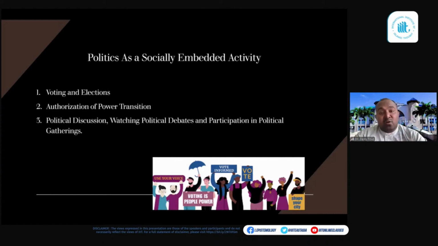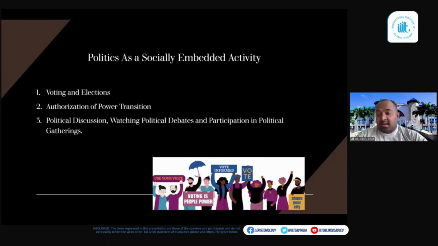So we need to incorporate society into the dynamics of politics according to the second definition, and they are the core of politics, because more than voting and authorization of power, it is society. They engage in political discussions, they watch political debates, they participate in political gatherings, and they make opinions about political changes. And also they play a major role in public opinion making with regard to the political dynamics. So more than politicians and those who are in power, it is the society that needs to be considered as the core of politics.